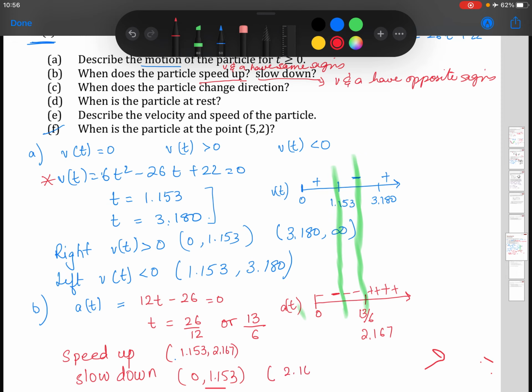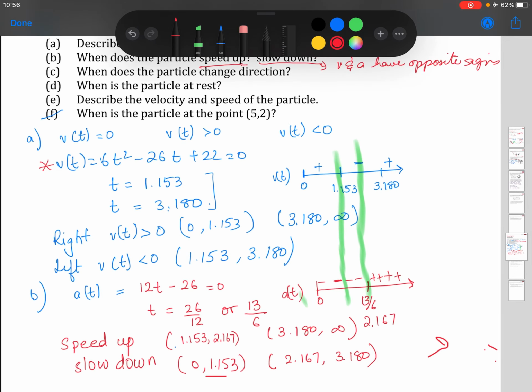So 2.167 to 3.180, we're slowing down. And after 3.180, they both have same signs. They're both positive. So it's going to be 3.180, comma, infinity. Okay, so that was slowing down and speeding up.